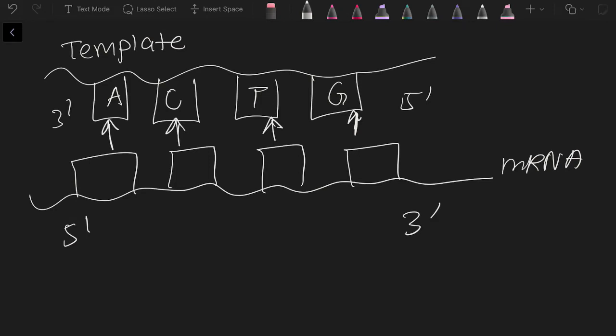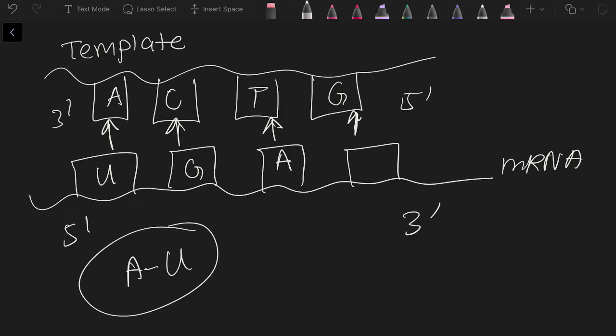So if we have A, remember, in the previous part where we talked about purines and pyrimidines, we know that adenine will bind to uracil in mRNA. There is no thymine in mRNA. So adenine binds to uracil, cytosine binds to guanine as usual, and thymine in the template will bind to adenine. It's not the other way around. Adenine will always bind to uracil, not thymine binding to uracil, because mRNA has no thymine.